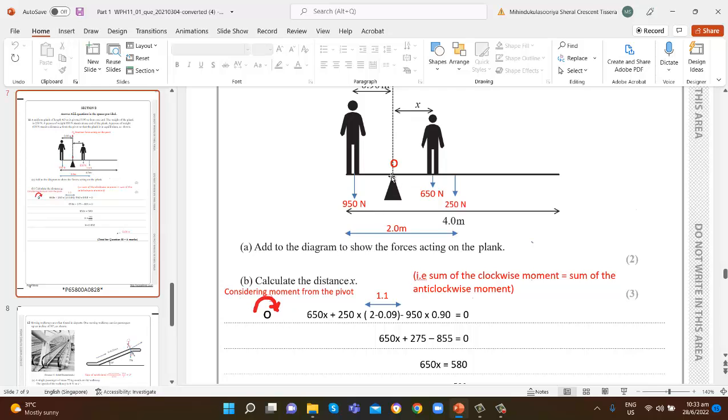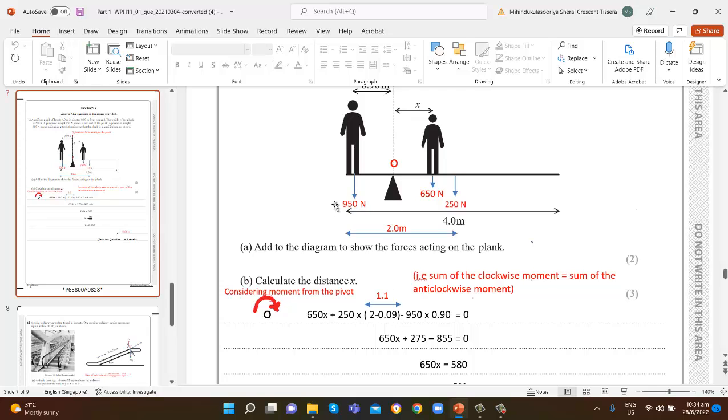So this way, come along the plank. Always from the pivot, come along the plank and turn. It is going this way, clockwise. Therefore, it is plus 650 into x. Now go to the next. That is also, you come along the plank and turn. Okay. So I am always telling, come along the plank and turn. It is directed down. That means again that is plus.